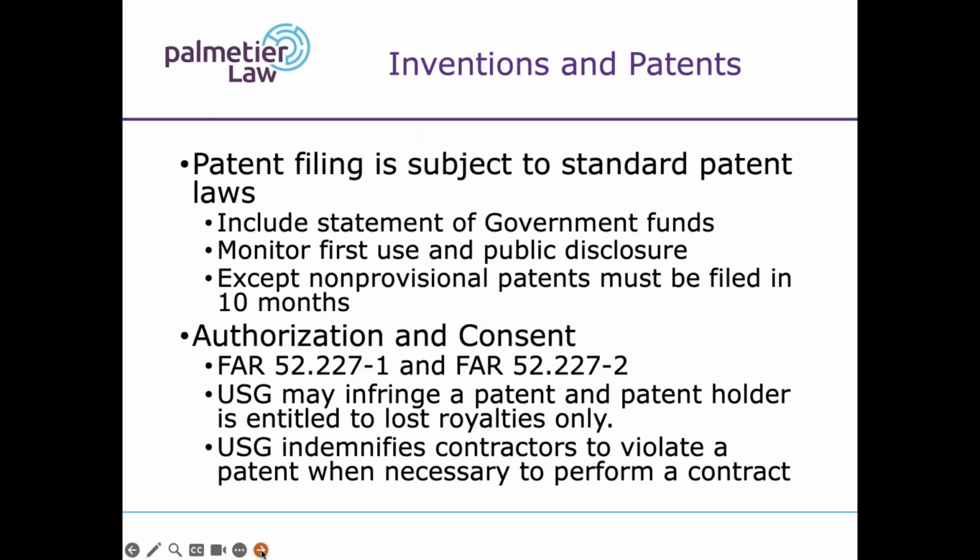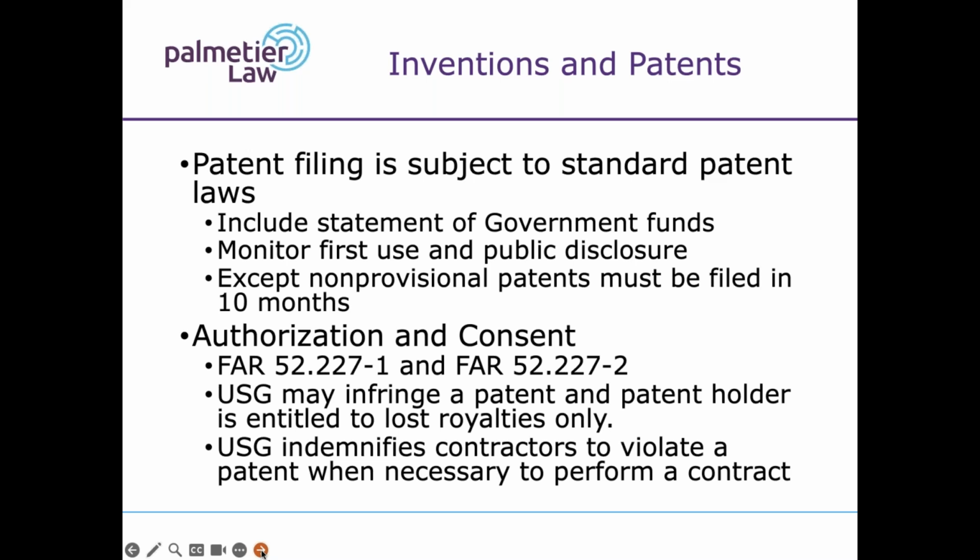Okay, so I already mentioned it once, but patent filing is subject to the standard patent laws. The government contracting process does not disrupt the standard patent laws. So you would follow the same process for filing a government patent as you would a commercial patent with no government funding, with a couple exceptions. One, you have to include a statement that the patent was developed under government funds. It is a standard disclosure statement. All patent attorneys know how to do it. It's in the FAR clause. You just must include it.